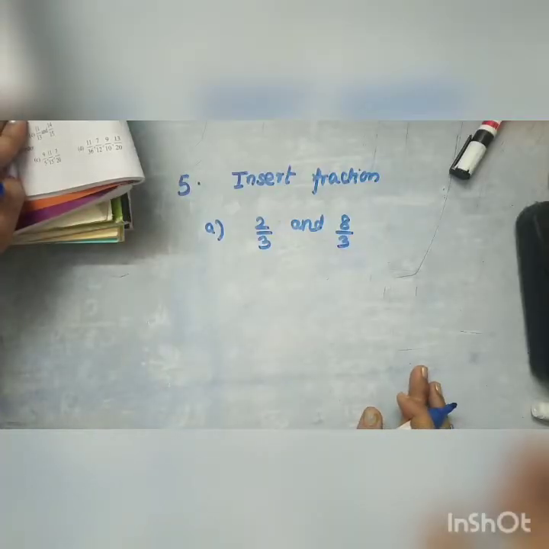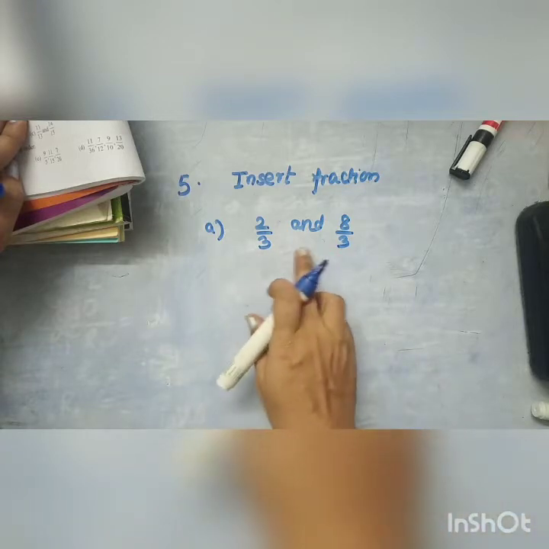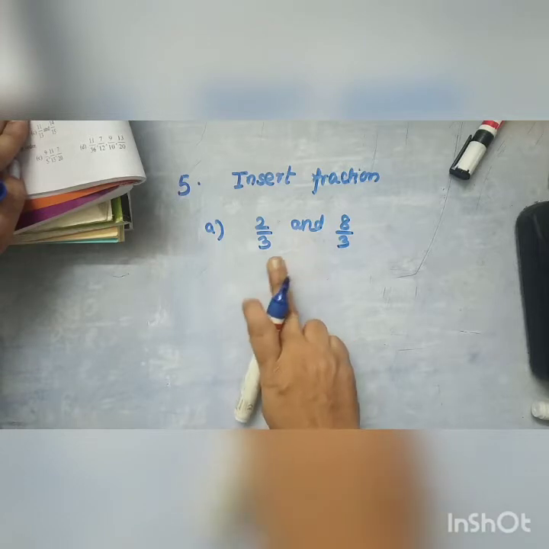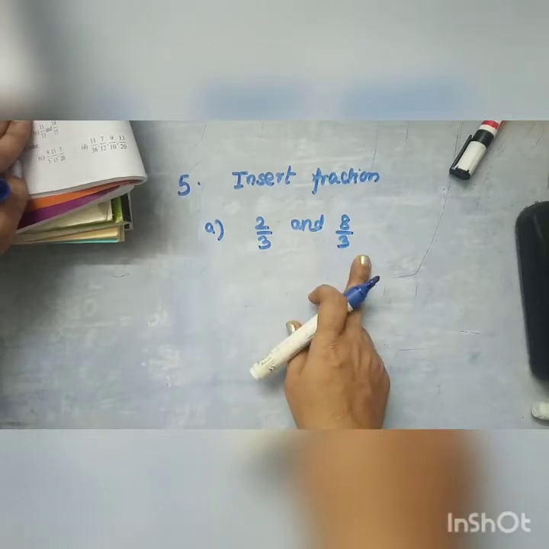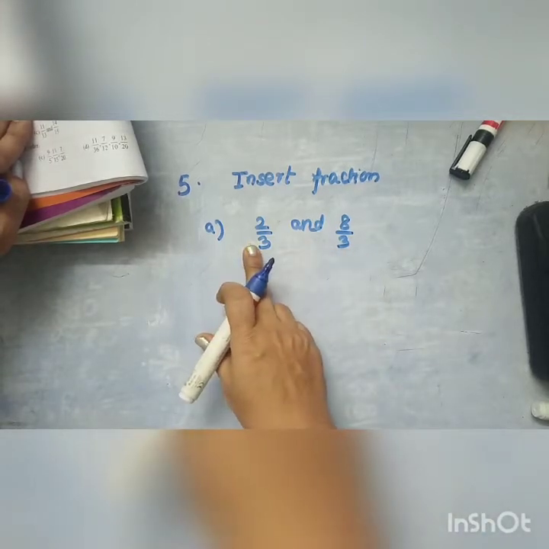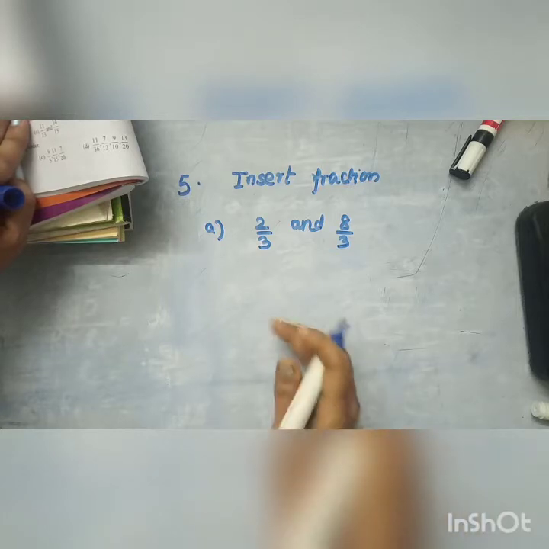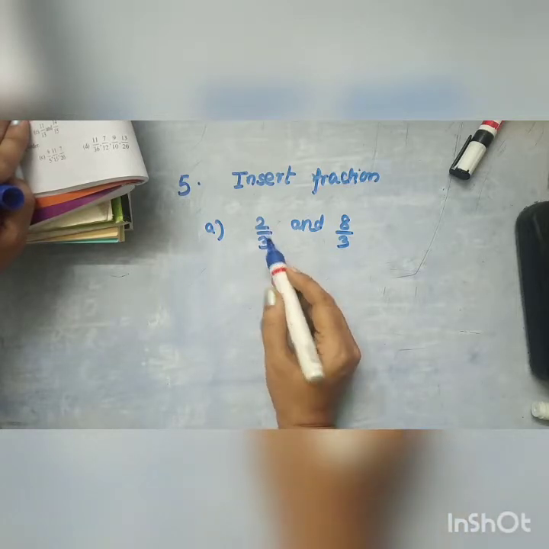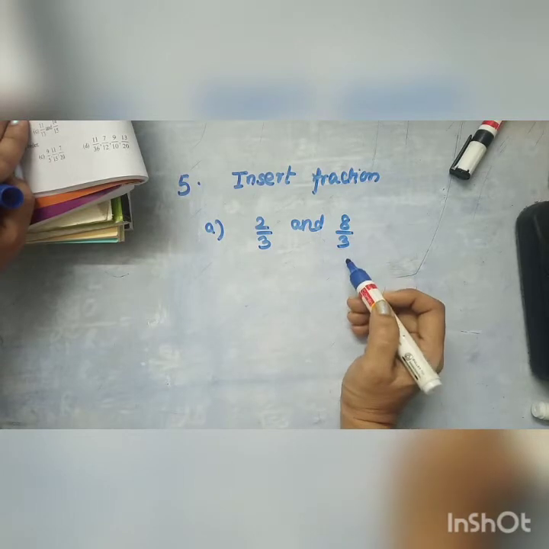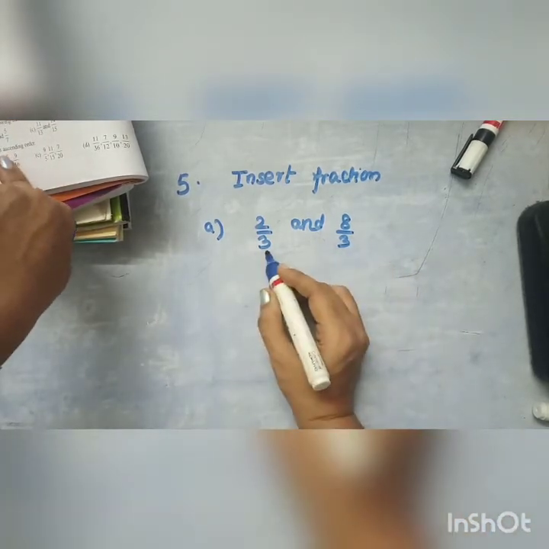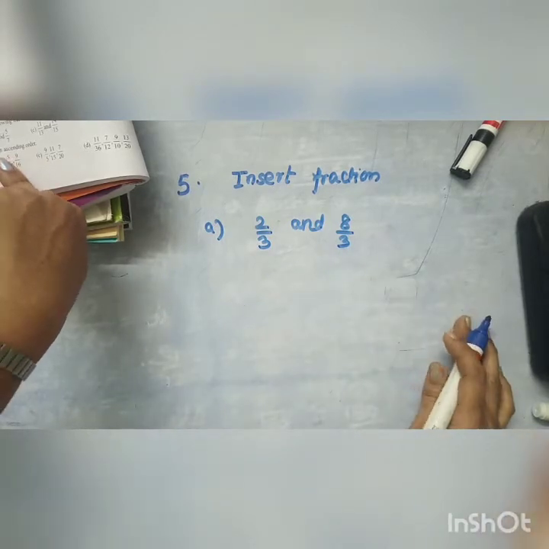Now see, I have written the two fractional numbers and we need to find out an in between fractional number. So here you can see that 2 upon 3 and 8 upon 3 are the two fractional numbers given to you. So here you can see that 2 upon 3 is smaller than 8 upon 3. So orally we can say it because here the denominators are same.